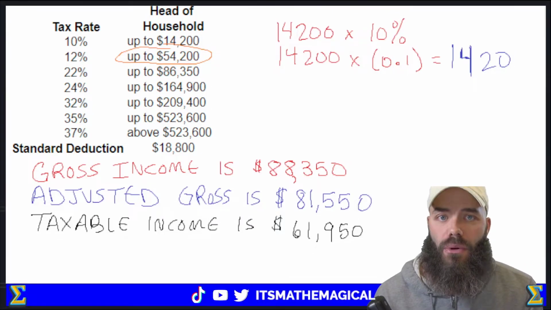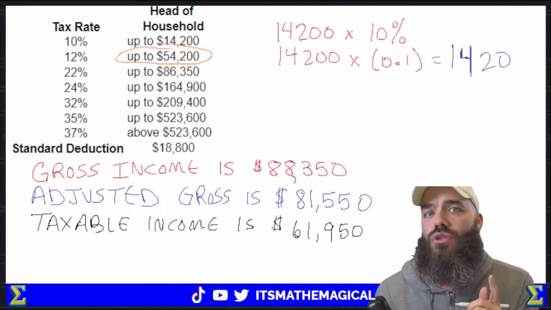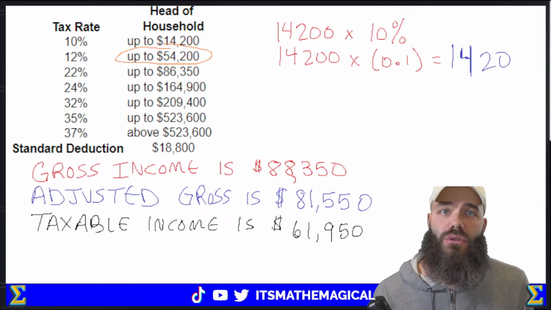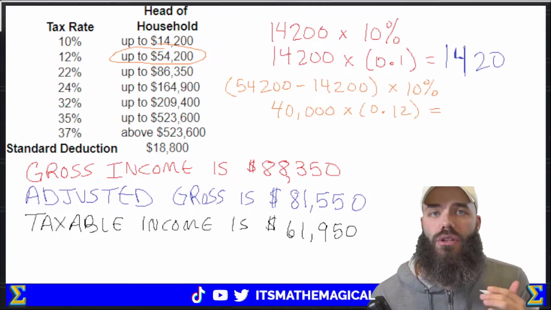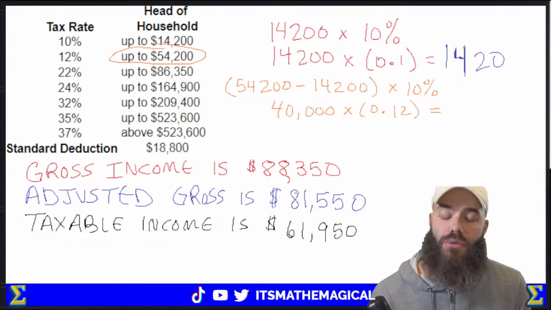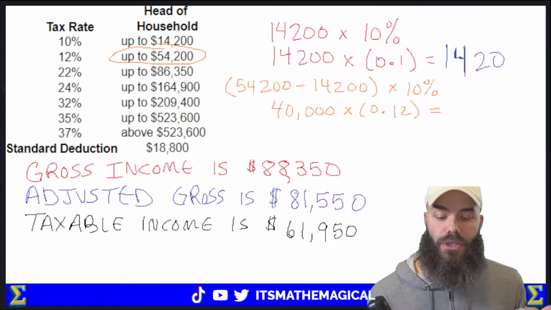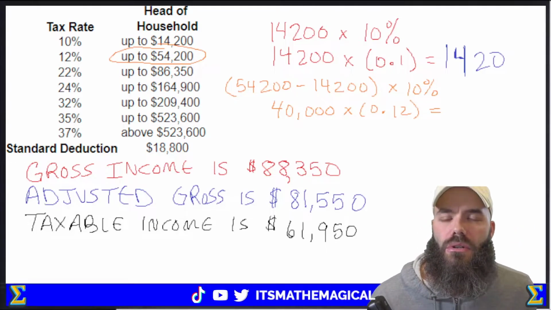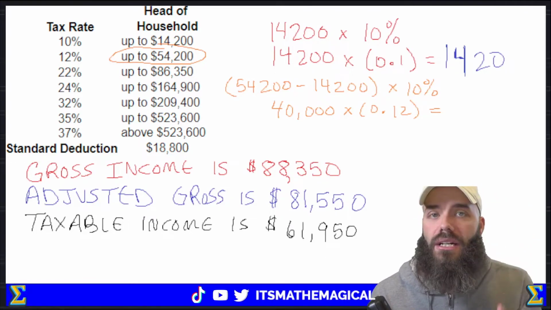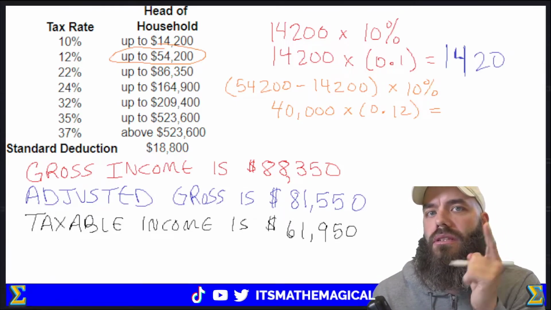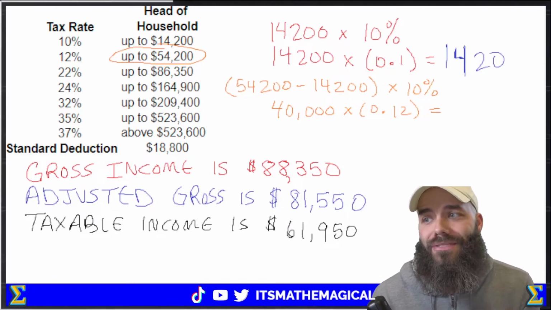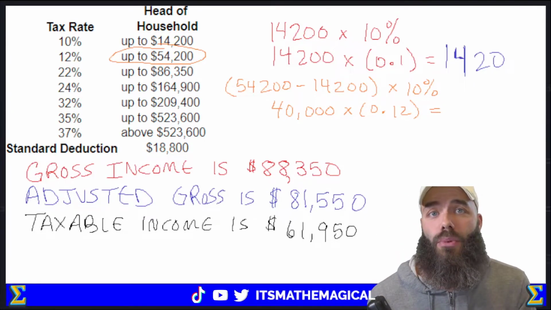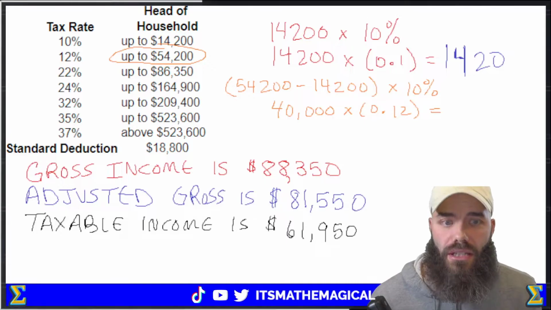To do that, we're going to take $54,200 and subtract $14,200. When you subtract the $14,200 threshold from the $54,200 threshold, you get $40,000. Only $40,000 is taxed at 12%. So let's find that portion of the tax bill. 40,000 times 0.12 is $4,800.